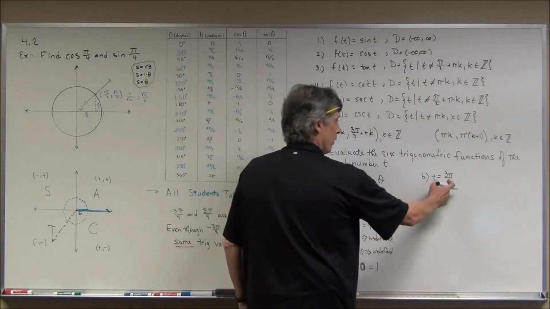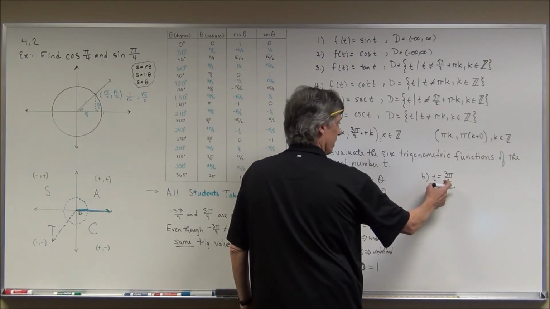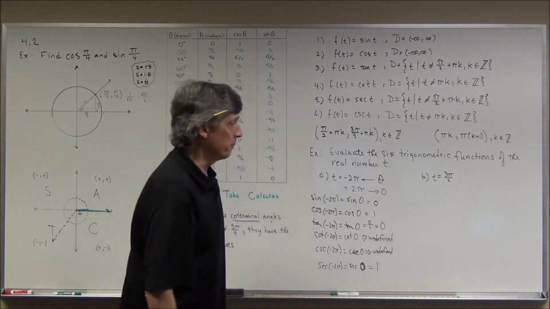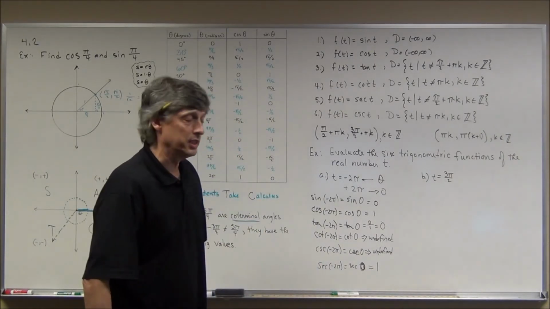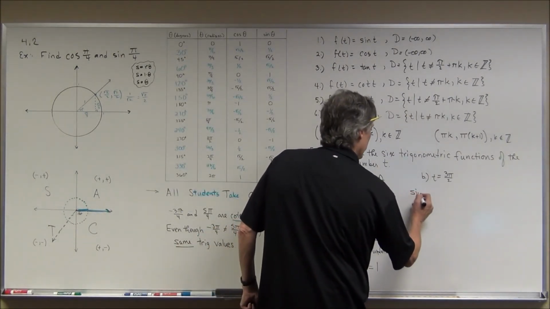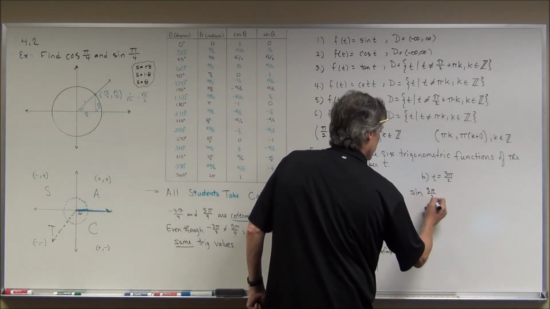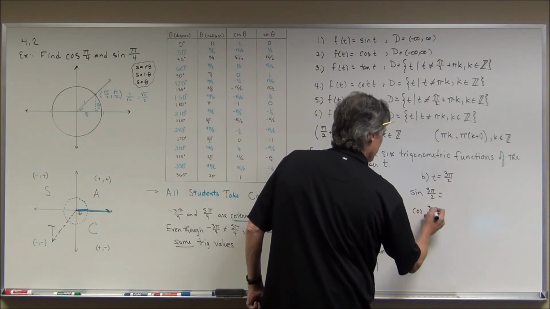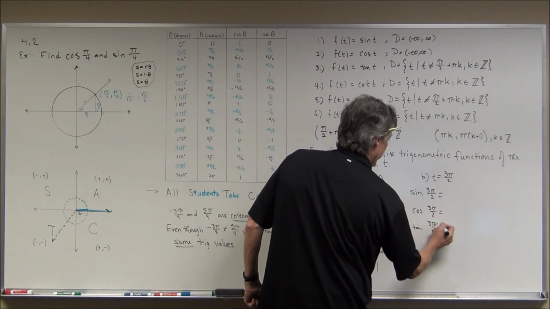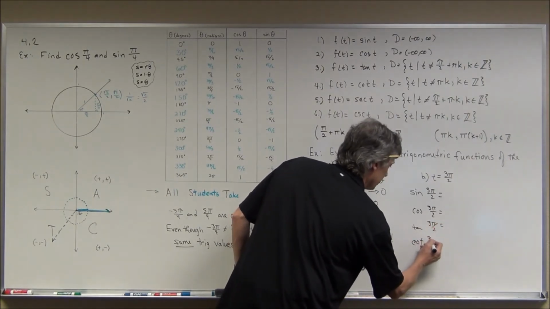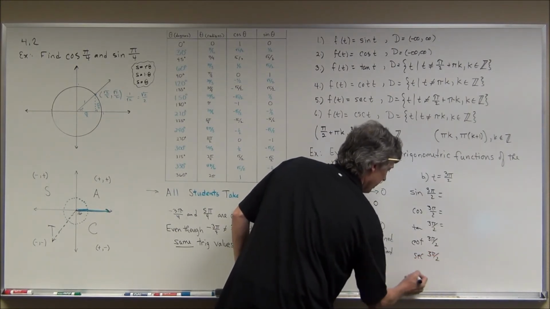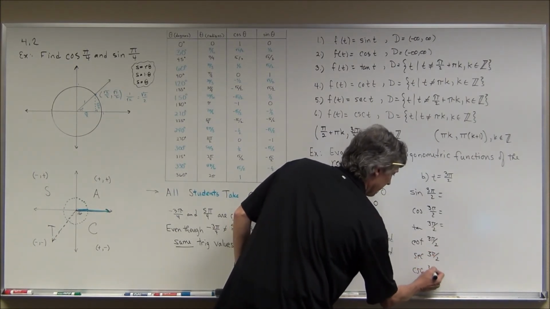Now, for 3 pi over 2, there's really nothing wrong with this guy. He's not negative. He's not too big. I like my angles, if possible, to be between 0 and 2 pi or 0 and 360 if I'm doing degrees. And I'm going to find the sine of 3 pi over 2, the cosine of 3 pi over 2, the tangent of 3 pi over 2, the cotangent of 3 pi over 2, the secant of 3 pi over 2, and the cosecant of 3 pi over 2.